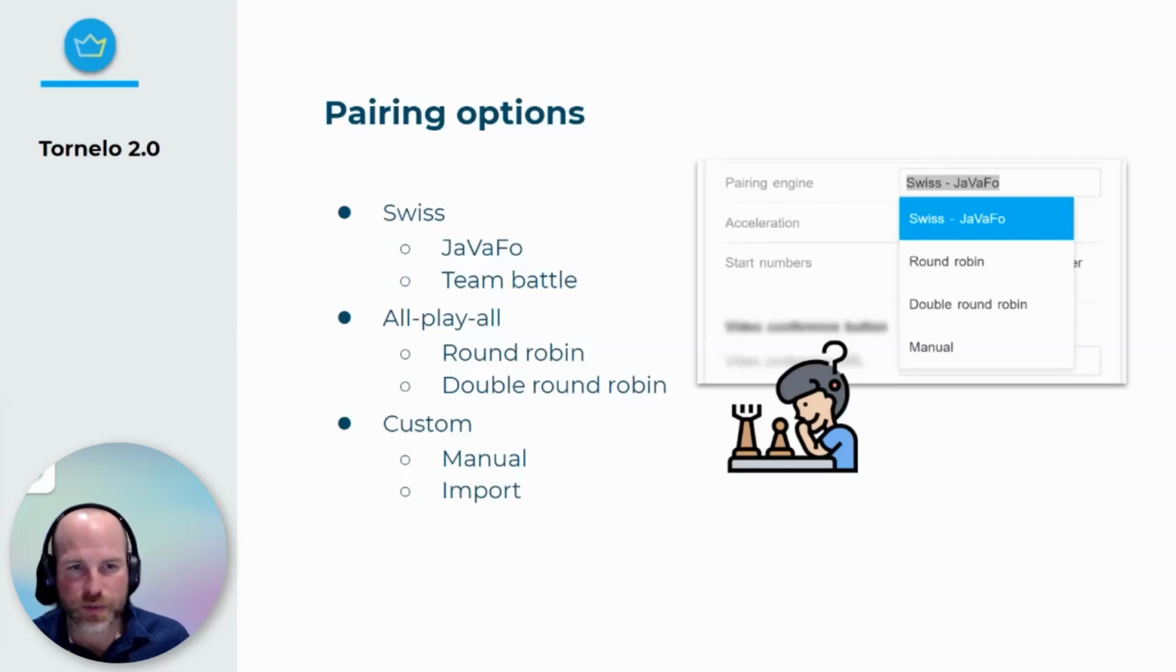As familiar pairings programs like Swiss Manager or Vega will generate. So it will generate exactly the same pairings if you're using JavaFo.